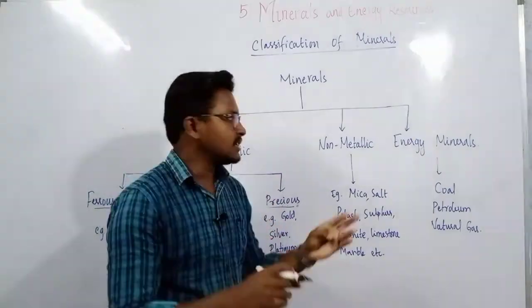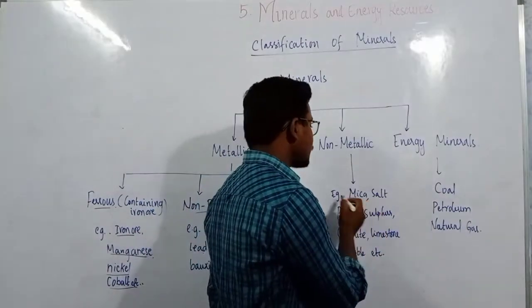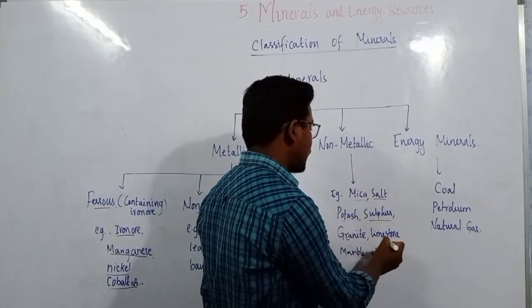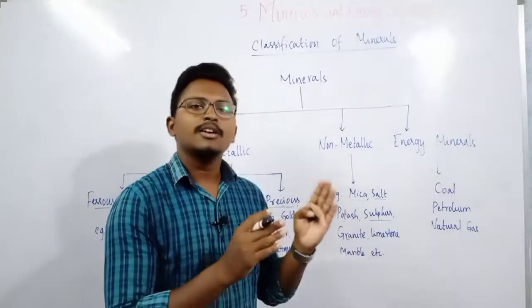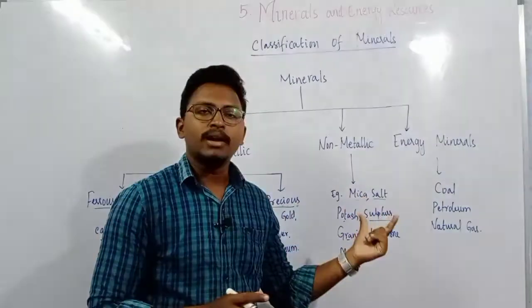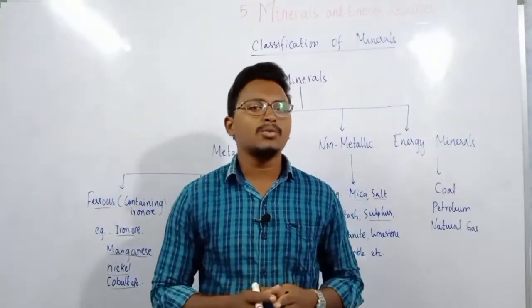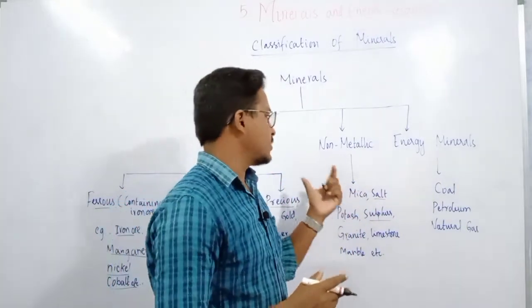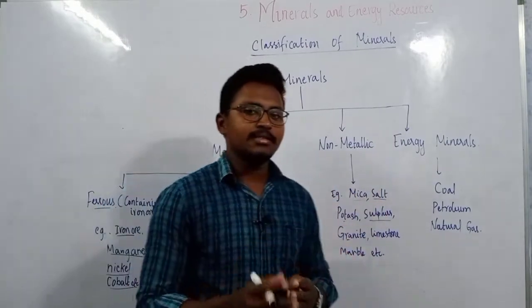Then coming to non-metallic minerals. Non-metallic minerals are such as mica, salt, potash, sulfur, granite, limestone, marble, etc. Those minerals which are not metallic, that means non-metallic, you can understand they are not good conductors of heat and electricity. So those minerals are mica, salt, potash, sulfur, granite, etc.